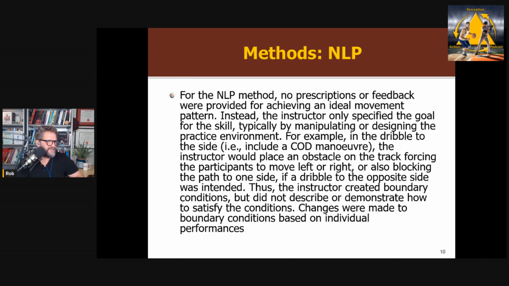So in the dribble to the side, for example, we could place an obstacle on the track and force the participant to move left or right, to go around, add obstacles on the court. Dribble to the opposite side, carrying boundaries, right? Leaving it up to the person to get around these obstacles. So we're adding constraints in terms of space, obstacles, things like that they have to move around while they're practicing.